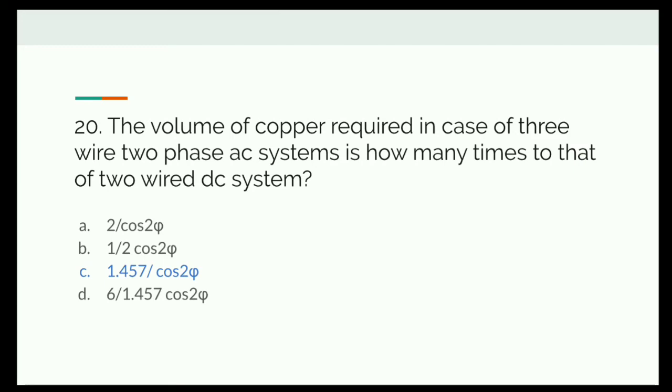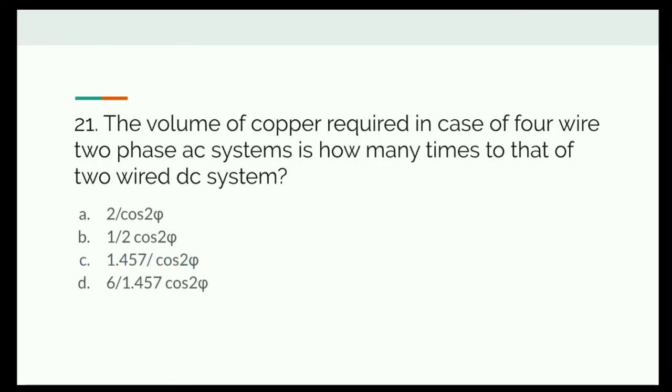Next question. The volume of copper required in case of 4-wire 2-phase AC system is how many times to that of 2-wire DC system? Options are A, 2 by cos 2 phi; B, 1 by 2 cos 2 phi; C, 1.457 by cos 2 phi; D, 6 by 1.457 cos 2 phi. And the correct answer is 1 by 2 cos 2 phi.